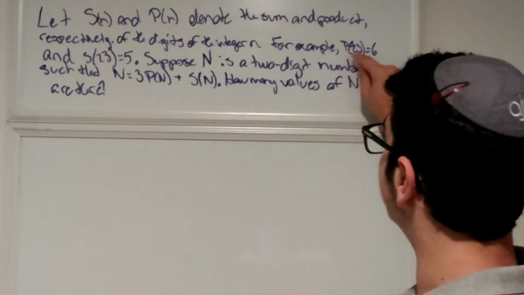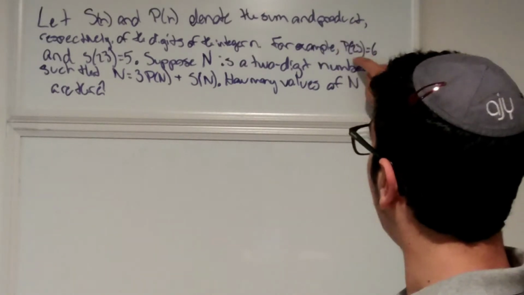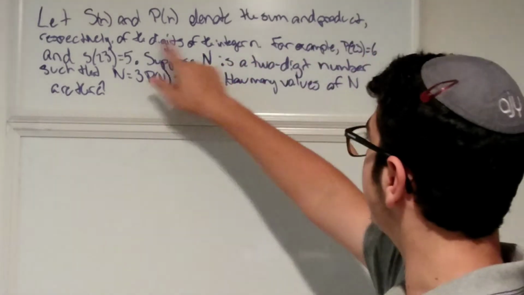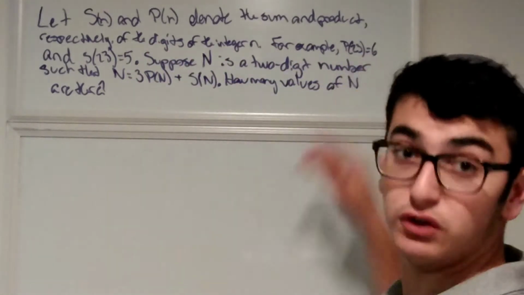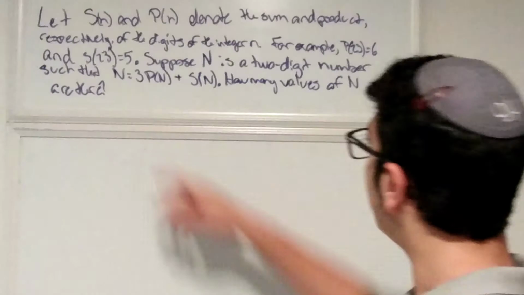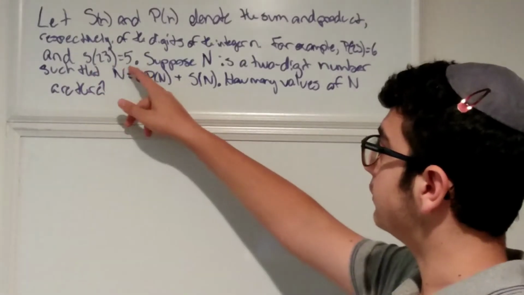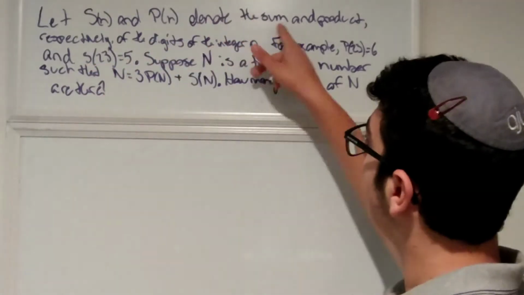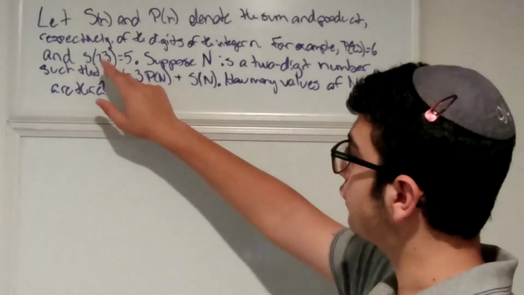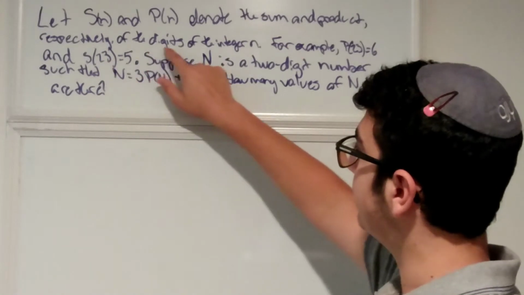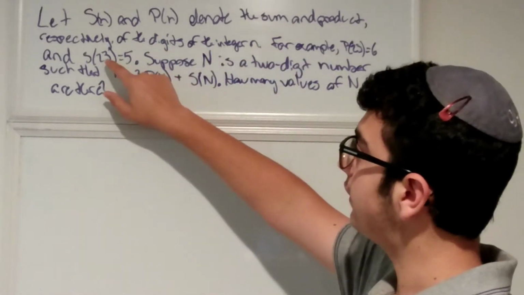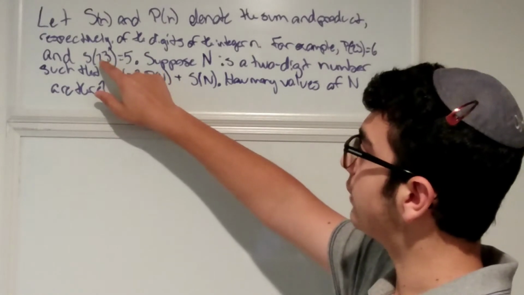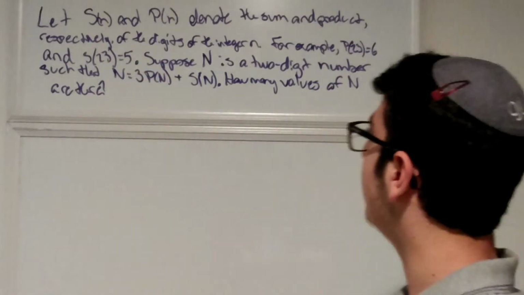Now this is because P denotes product, and 23 would be n, the product of the digits of n. When 23 is n, it would be 2 times 3, which is equal to 6. And S of 23 is equal to 5. This is because S refers to sum, the sum of the digits of 23. So we have 2 plus 3, which is equal to 5.